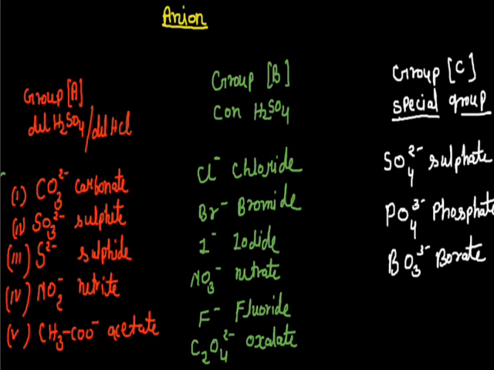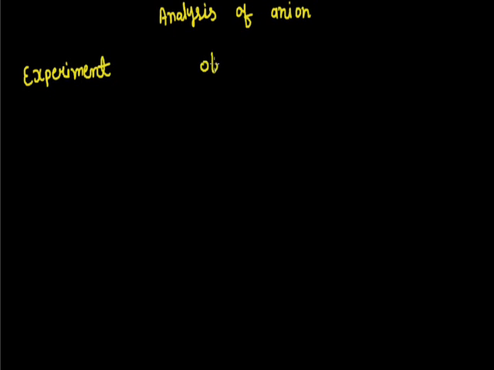Now, according to the systematic scheme, we identify the anions one by one, so always start from the dilute H2SO4 group. How can we start the analysis of these anions? First make a chart: the first column is experiment, the second is observation, and the third is inference.